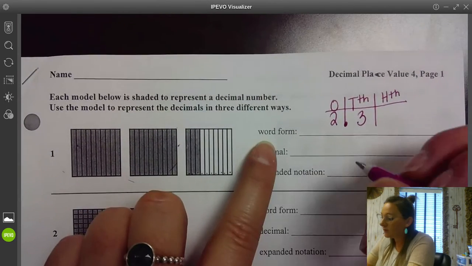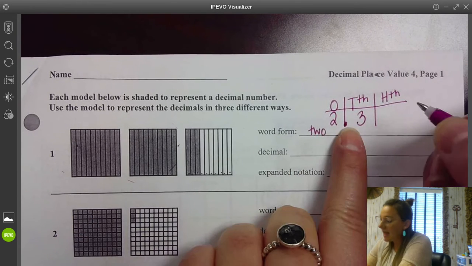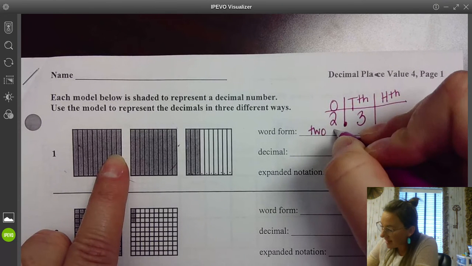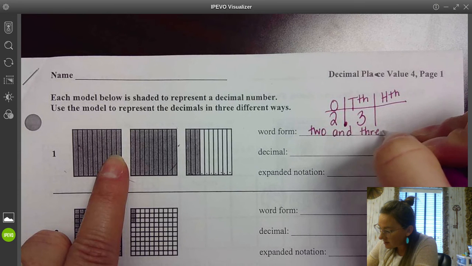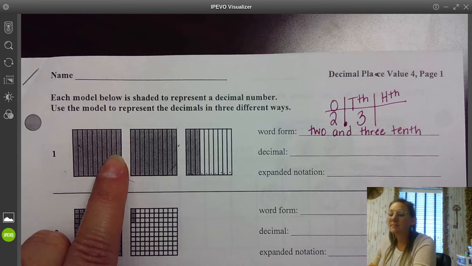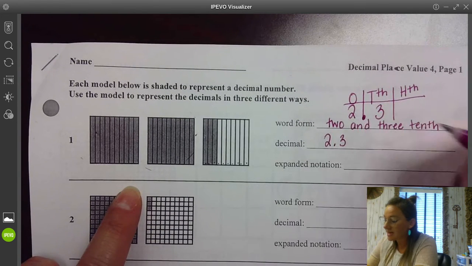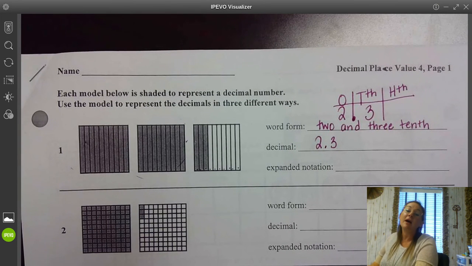So this is word form. This is 2 and, because we're going to say decimal point as and, 2 and 3 tenths. Decimal point, well, here's my decimal. This is 2.3.